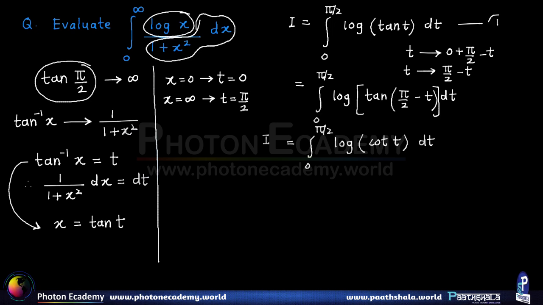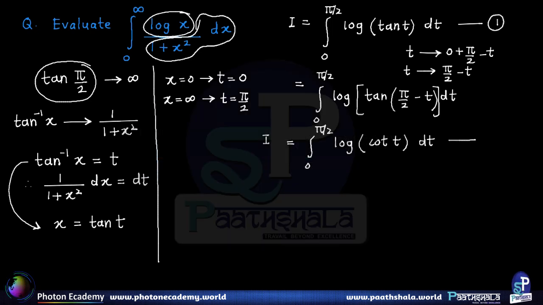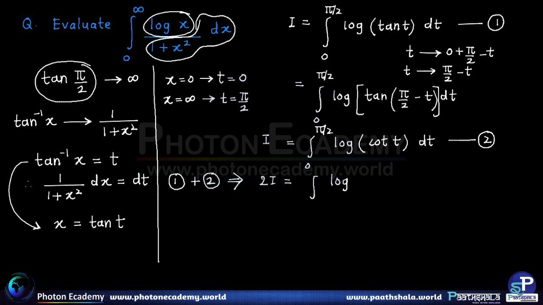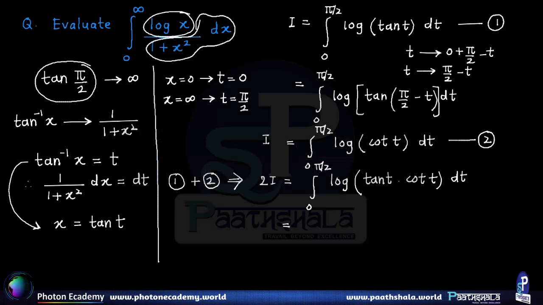If we call the previous statement 1 and this new statement 2, suppose we add 1 and 2, which gives us 2I equal to the integral of, now when you add, log of tan t plus log of cot t. So using the rules of logarithms, that equals log of tan t into cot t, since the limits are the same, 0 to pi by 2. So that gives us the integral from 0 to pi by 2.